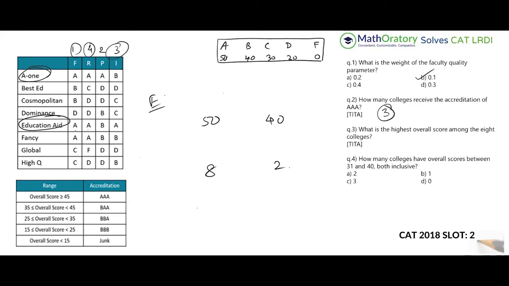So don't reduce this ratio. So you have either 50 minus 2 or 40 plus 8. Whichever way, you can figure out the highest overall score as 48. So that is it for question number 3.